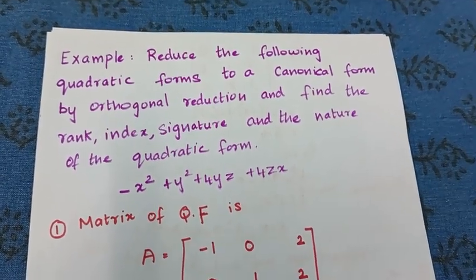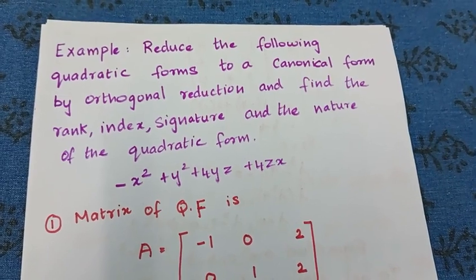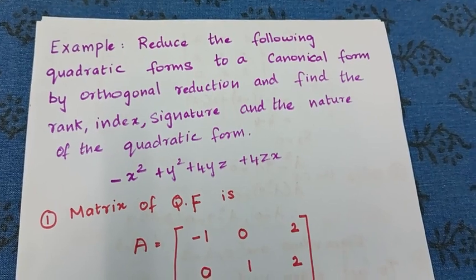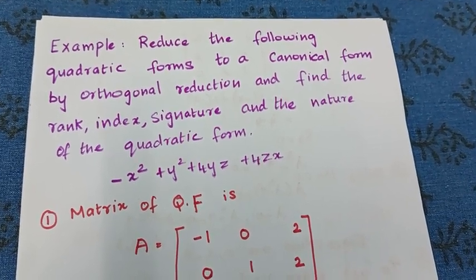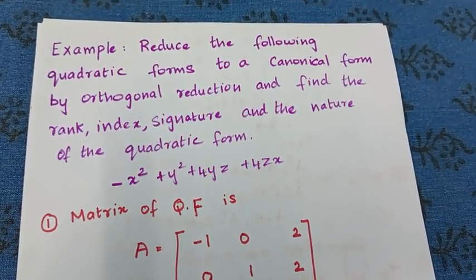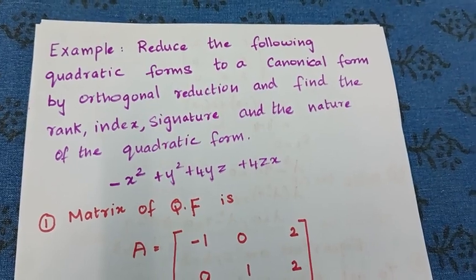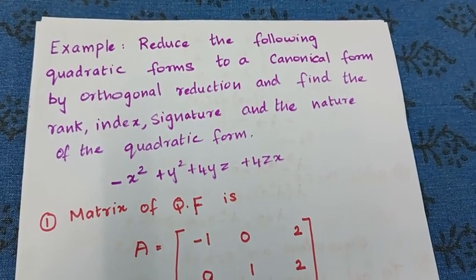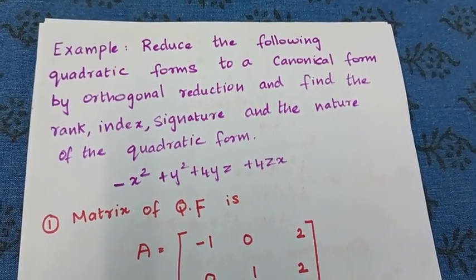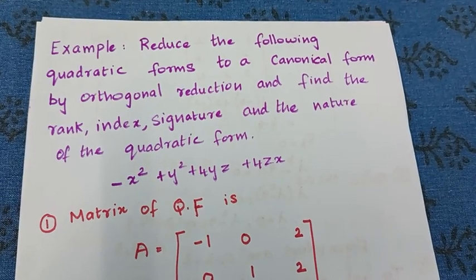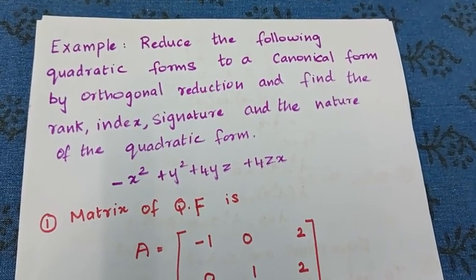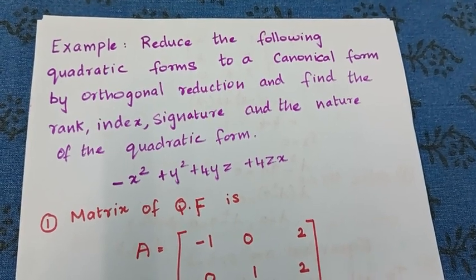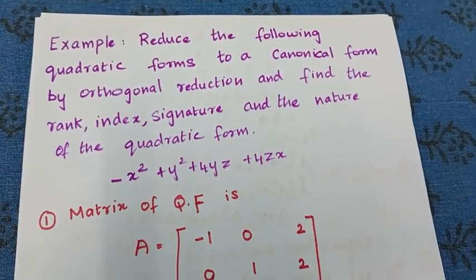So we know what are the steps to reduce the quadratic form to a canonical form. First step is we want to find the matrix of the given quadratic form. Then we have to find the characteristic equation. Then we want to solve the characteristic equation and find the eigenvalues and eigenvectors. Then we want to form the normalized matrix. Then we want to find N transpose. Then find AN, and last find D equal to N transpose AN. Then at last we will find the canonical form.